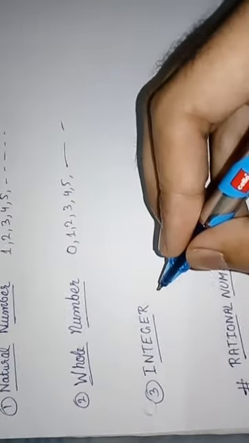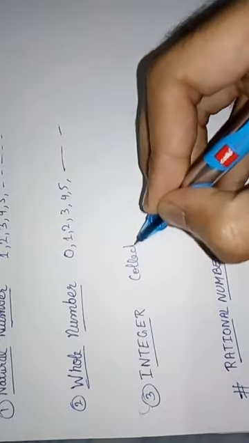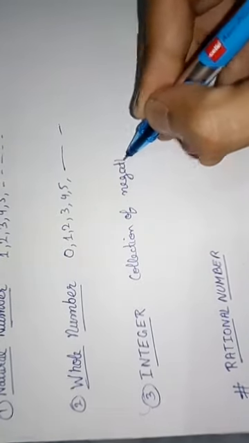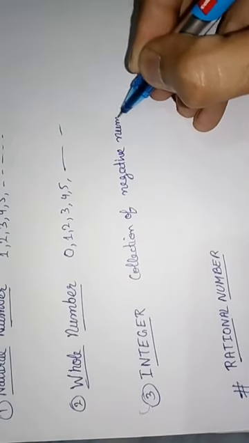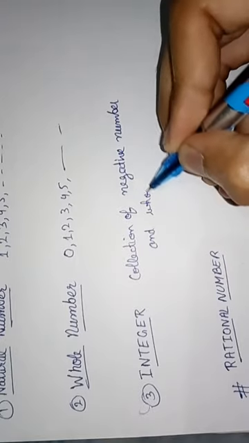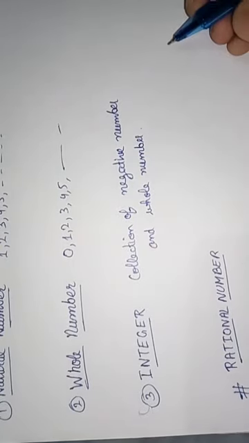Then an integer is a collection of negative numbers and whole numbers. So for this we will make a diagram.